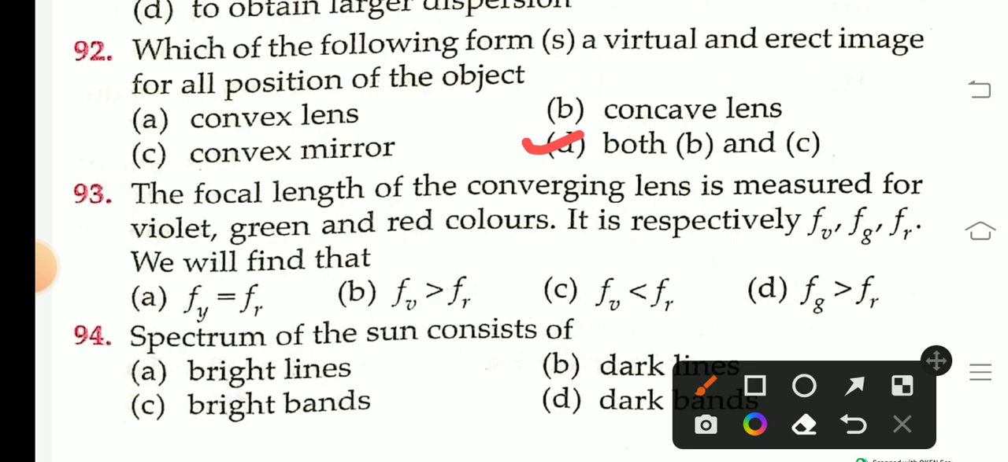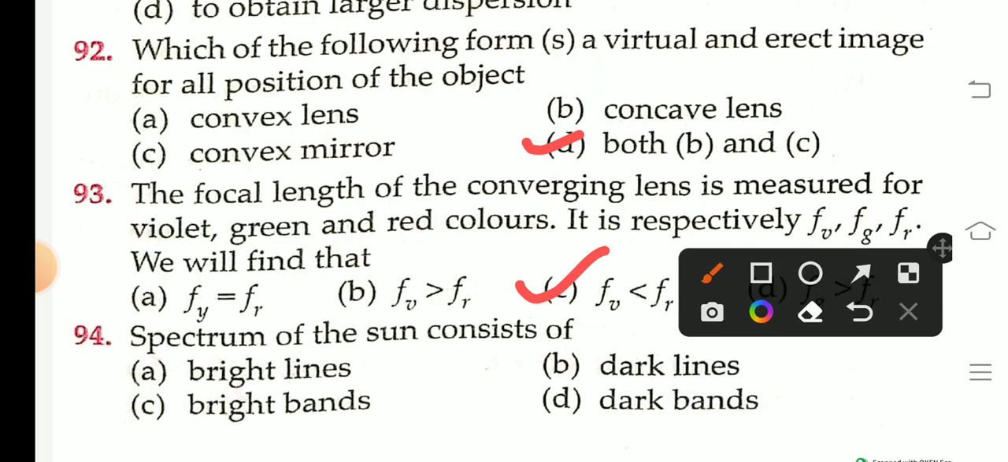Next, the focal length of the converging lens is measured for violet, green and red colors. It is respectively FV, FG, FR. We will find that. Right answer will be option C, FV less than FR.